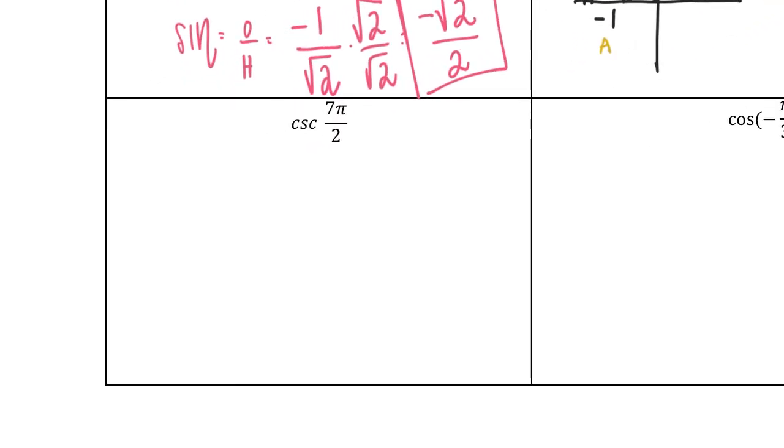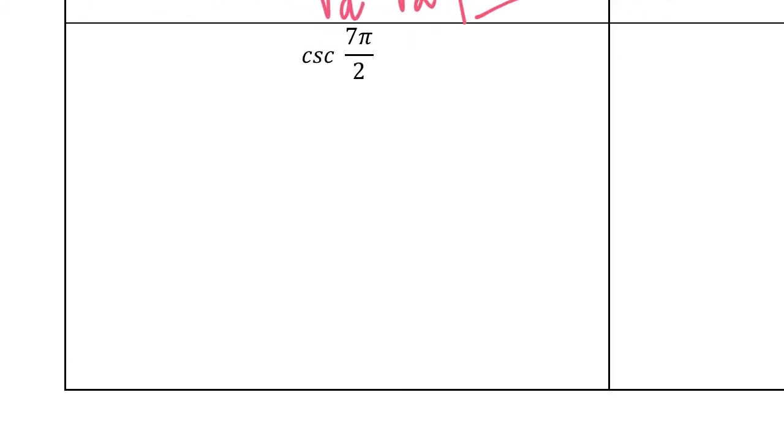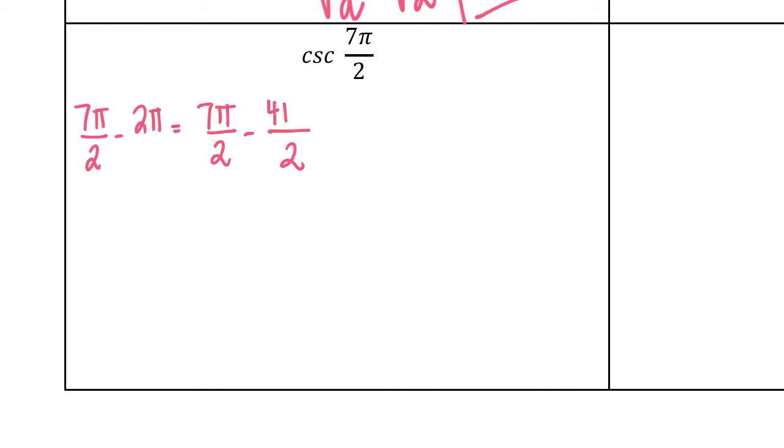This next one, cosecant of 7 pi over 2. 7 pi over 2 is obviously bigger than 2 pi because 2 goes into 7 3.5 times. So let's take 7 pi over 2 and find a coterminal angle by subtracting 2 pi. So we're going to take 7 pi over 2, and we need to subtract 2 whole, so it needs to have a denominator of 2. Take 2, multiply by 2, we get 4. 4 pi over 2 is the same thing as 2 pi.